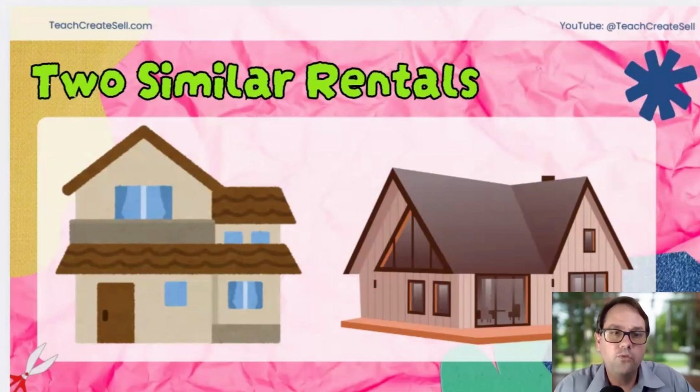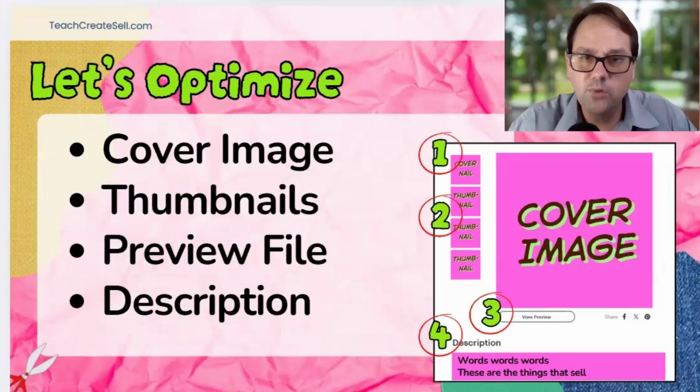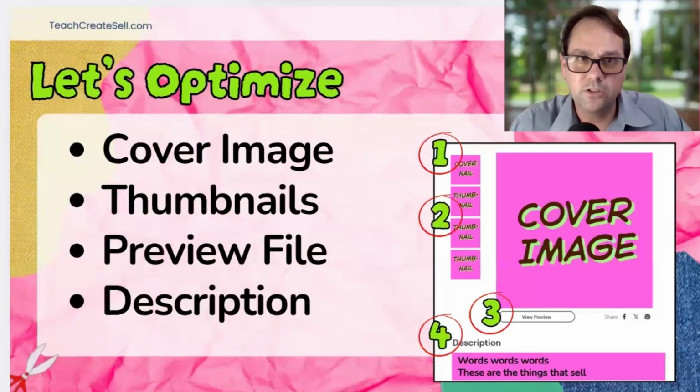We have to show off what we've got, and we have just a few places we can do it. So let's optimize our cover image, thumbnails, preview file, and our TPT product description. And as I said, there will be other things we'll be going over as we go through this, and I'm going to be giving you templates and stuff along the way.